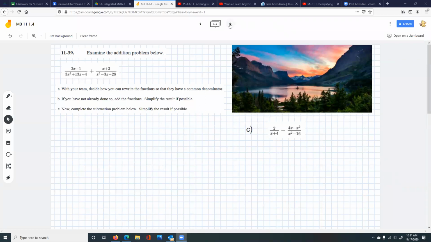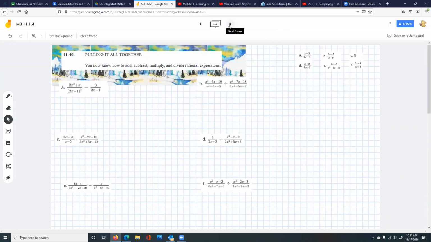Okay, next slide. 40. This is kind of the last problem. We actually have to do a worksheet problem. So pulling it all together, you now know how to add, subtract, multiply, and divide rational expressions. So we're going to do all of them. We're going to add, subtract, divide, and multiply, just to review, because we haven't done any division or multiplication review today. We did that a couple days ago. So let's do A here.